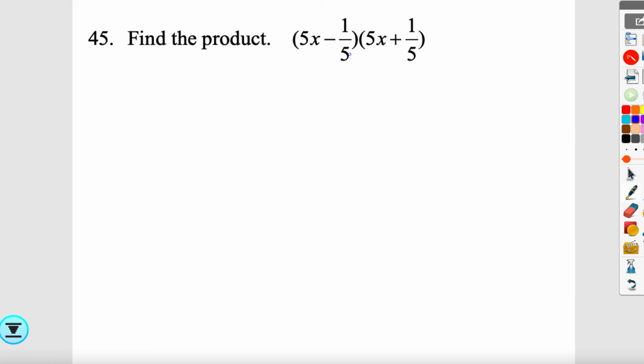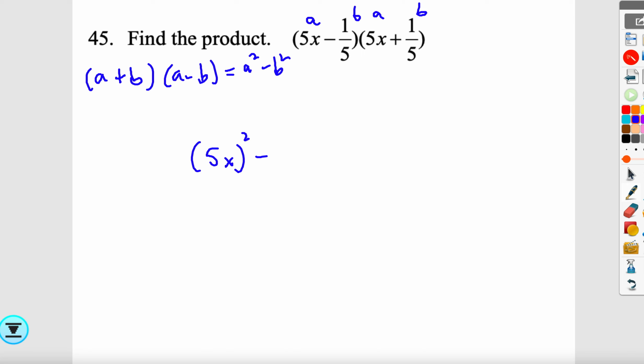Alright, here is another same thing of (a minus b) times (a plus b). So this is the difference of squares. (a plus b)(a minus b) equals a squared minus b squared. So is this vice versa though? So this is a and this is b. A and b. So then we're going to do a squared, right? So it'll be (5x) squared minus (1/5) squared.